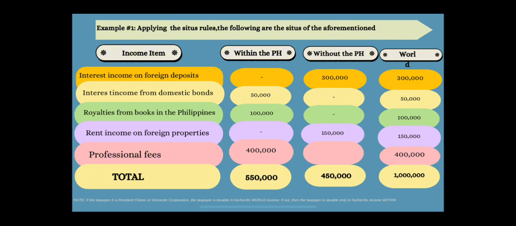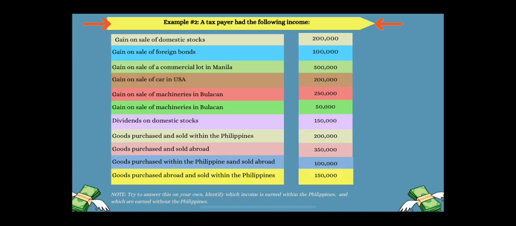That's why the professional fees within the Philippines and world income are both 400,000. So the total within the Philippines is 550,000, and without the Philippines is 450,000, and the world income is 1 million. Now let's go to example 2.